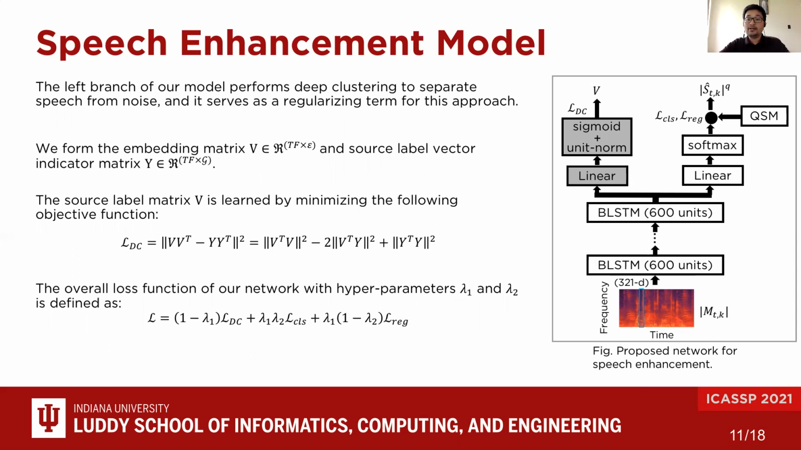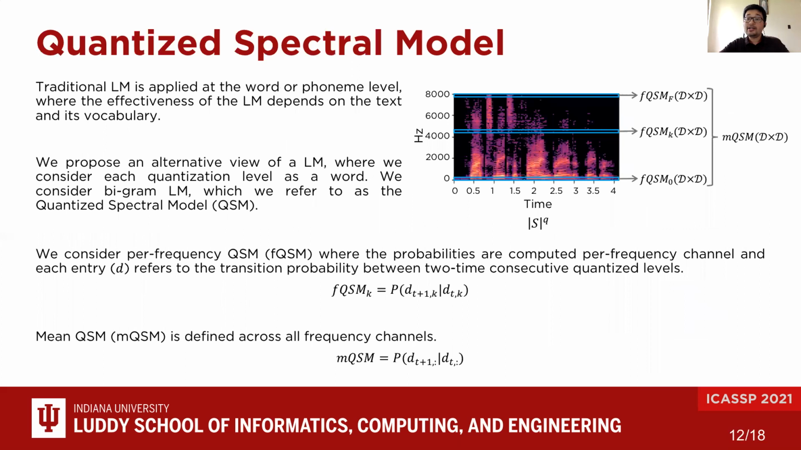We form the embedding vector matrix V and source-level indicator matrix Y. The embedding matrix V is learned by minimizing the following objective function for the deep clustering loss L_DC. The overall loss function of our network is defined by L with hyperparameters lambda1 and lambda2. Now we apply a quantized spectral model to ensure more realistic speech enhancement. A traditional language model is applied at the word or phoneme level, where the effectiveness of the language model depends on the text and its vocabulary.